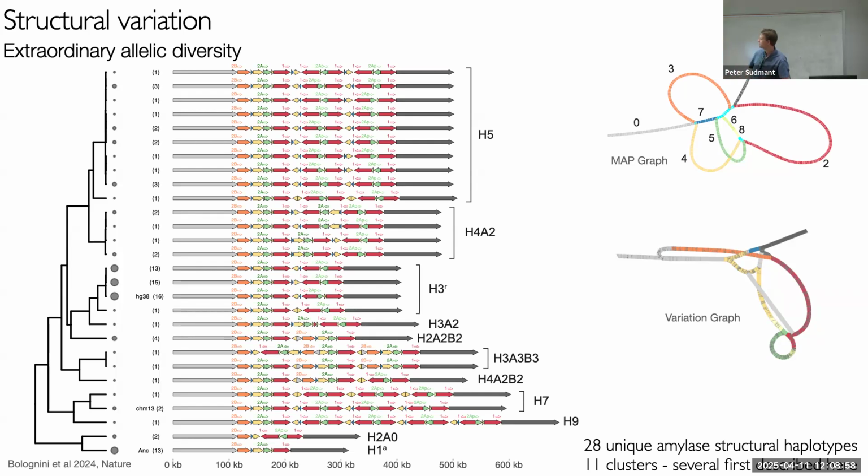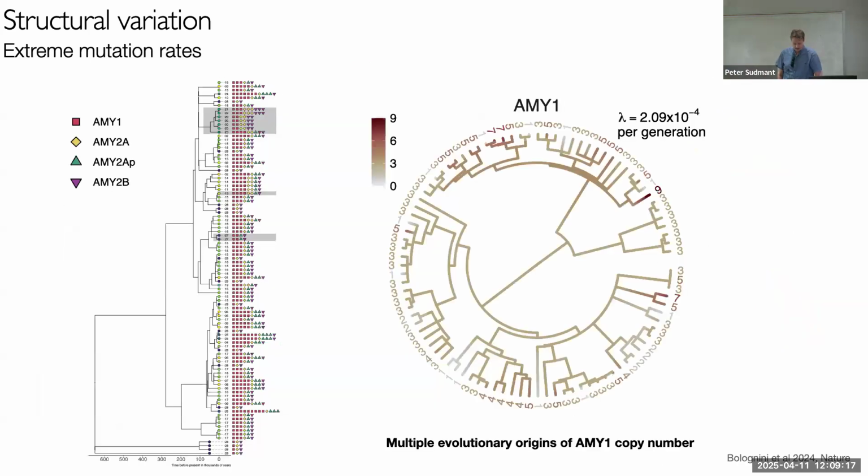And so this is a case from this paper we published. Each of these represents a different structure that we observed at this locus called the amylase locus in humans. All of these vary in size by hundreds of kb, and they're all very different. So the first reason to study structural variants is a lot of diversity, right? Second reason is super fast mutation rates.